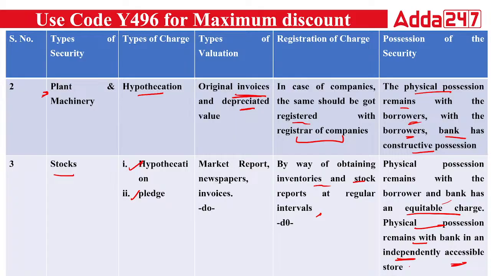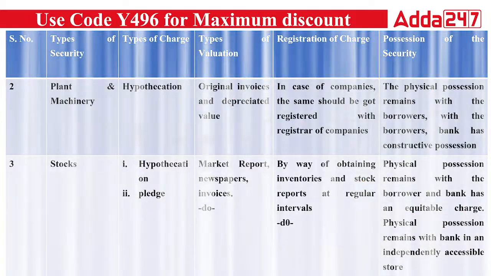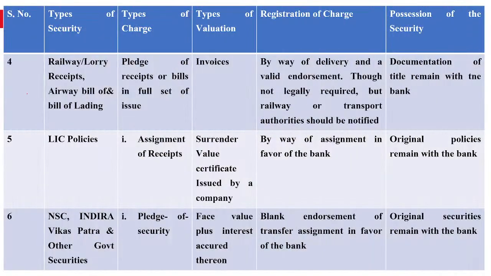So, as I have told you, pledge and hypothecation both are movable, but in hypothecation, possession remains with the borrower. But in pledge, the possession remains with the lender. Okay. Next type of collateral we have is railway or lorry receipts or airway bill, and we can say bill of lading. So these are the pledge of receipts or bills in full set of issue.